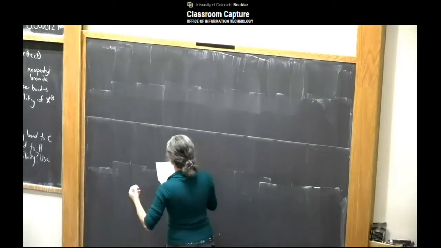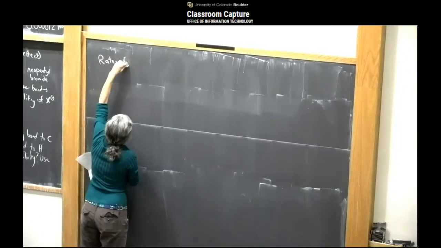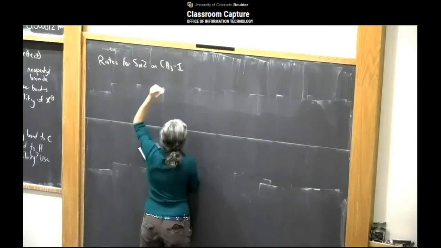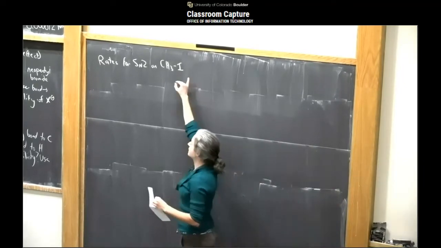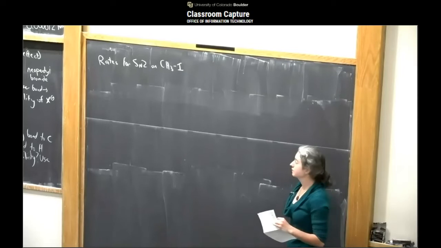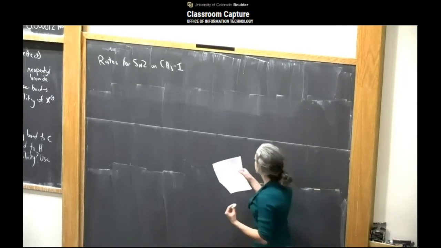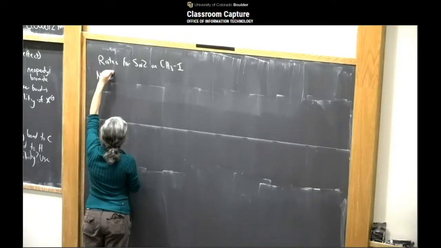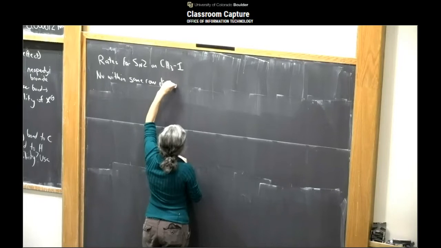Okay, so I'm going to put up a couple different tables here again. Rates for SN2 on methyl iodide. Interestingly, though, our alkyl halide is pretty much nailed down if we want this reaction to go as fast as possible. It turns out playing around with the solvent here will actually do some really weird stuff to the rate of this reaction. So I'm going to put up a couple different tables here. One is nucleophile within same row of the periodic table.